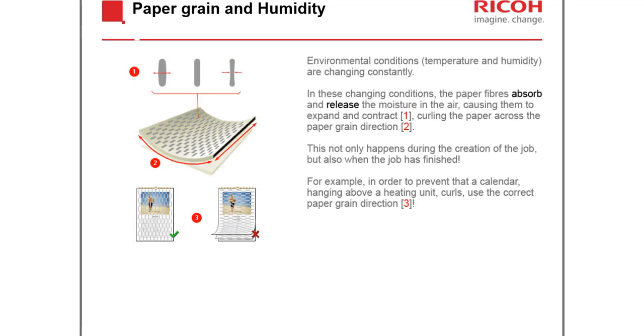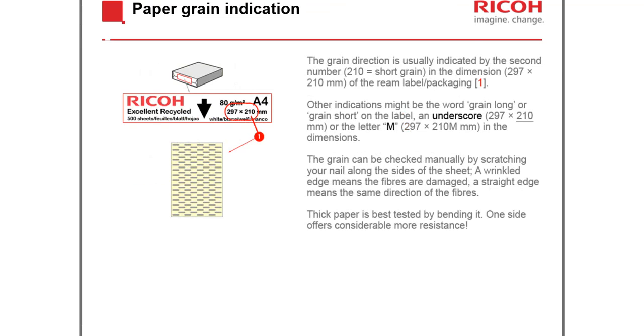Environmental conditions are changing constantly. In these changing conditions, the paper fibers absorb and release the moisture in the air, causing them to expand and contract, curling the paper across the paper grain direction. This not only happens during the creation of the job, but also when the job has finished. For example, in order to prevent a calendar hanging above a heating unit from curling, use the correct paper grain direction. The grain direction is usually indicated by the second number in the dimension of the ream label.